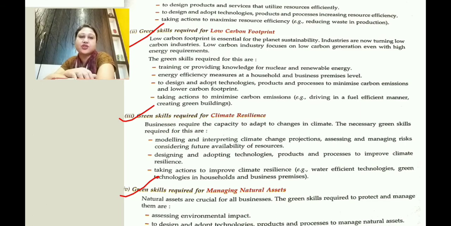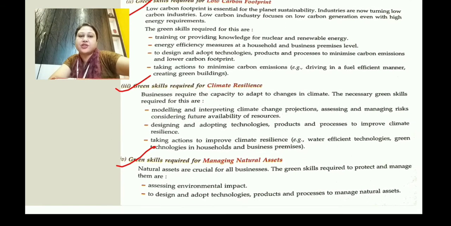Then taking actions to improve climate resilience, for example water efficient technologies, or green technologies in households and business premises. Then lastly we have the green skills which are required for managing the natural assets.